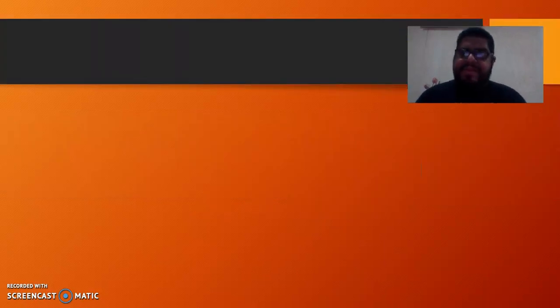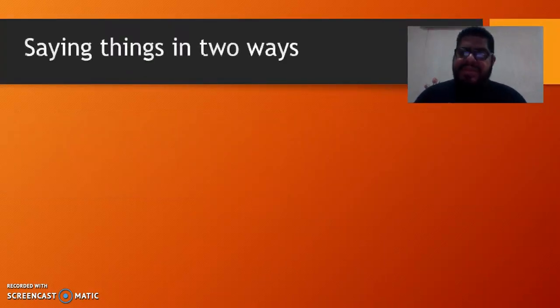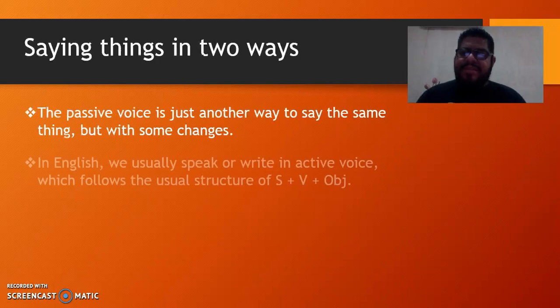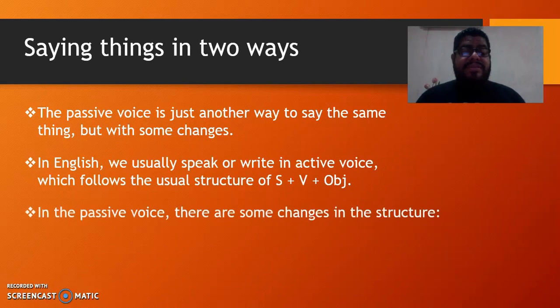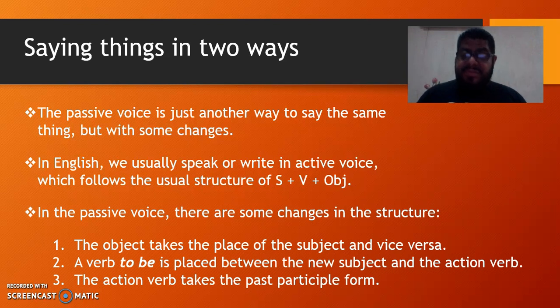Well, let's look at this. So, saying things in two ways. The passive voice is just another way to say the same thing, but with some changes. In English, we usually speak or write in active voice, which follows the usual structure of subject, verb, object. No big deal. In the passive voice, there are some changes in the structure. Number one, the object takes the place of the subject and vice versa.